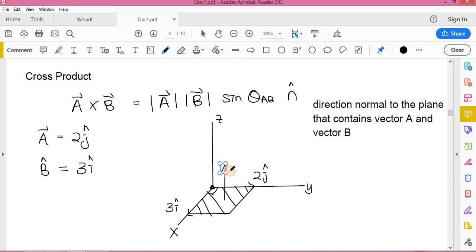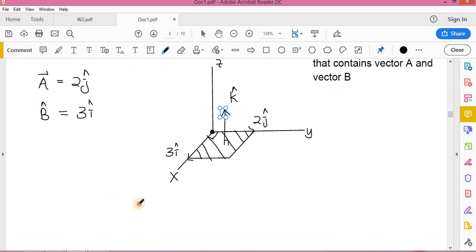This one will be the normal direction. Normal direction means that this direction will form 90 degrees with the plane. According to this case, the normal direction is the k direction, so this one will be k. So the answer for this case will be 2, 3 sine 90, and the direction is k. So the answer is 6k. Okay, this one will be your answer.